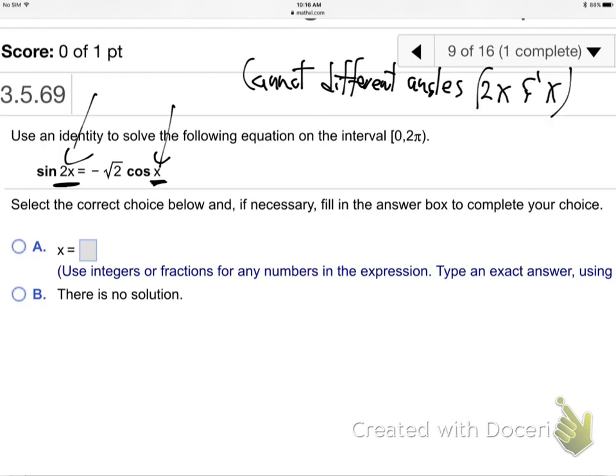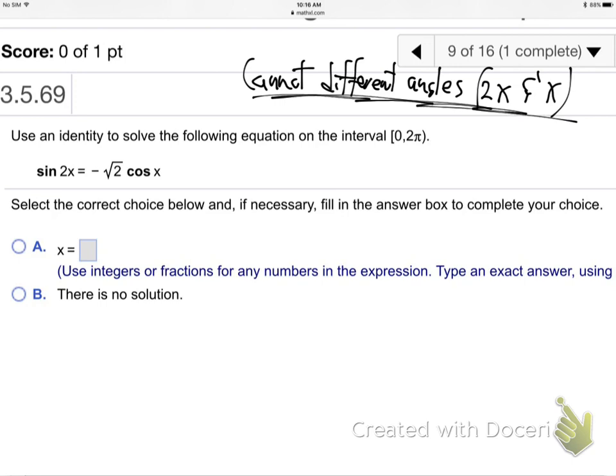They can't be different. If you look back to any of the ones we did last week, when they had 2x, they were all 2x, right? Or if they had 3x, they were all 3x. We never mixed them. That's weird. You can't mix them. We cannot have different angles. So what do we do about that?